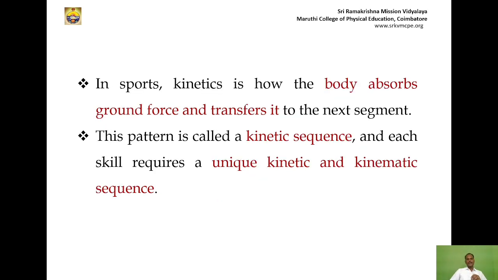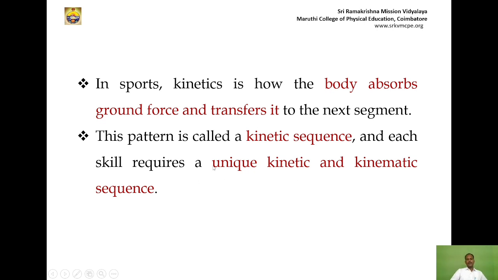In sports, kinetics is how the body absorbs ground force and transfers it to the next segment. We have already discussed that. So what is the ground force? How are we transferring it, moving from one place to another, what is our force, how are we struggling to move from one place to another? This pattern is called a kinetic sequence. For example, when we move from one place to another, what is our force? What is our motion? This movement pattern is called a kinetic sequence, and each skill requires a unique kinetic and kinematic sequence.